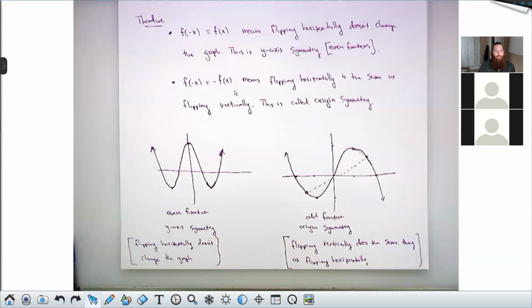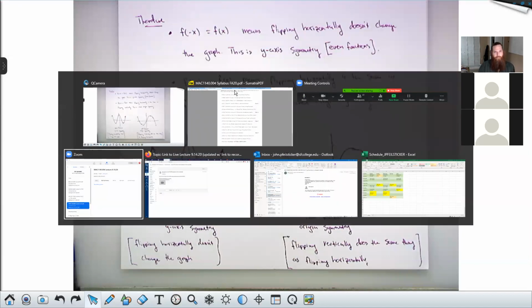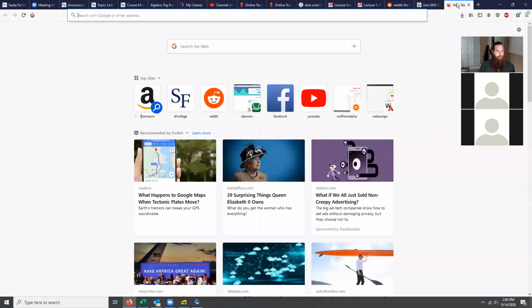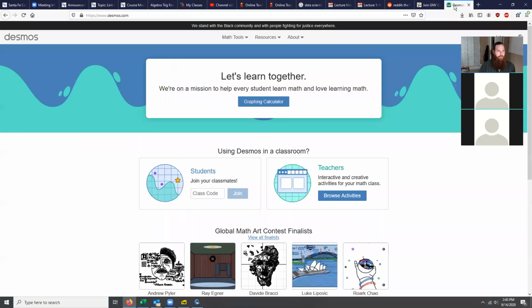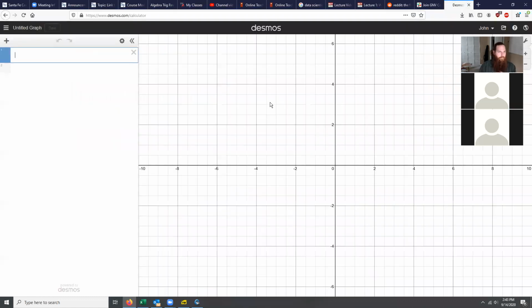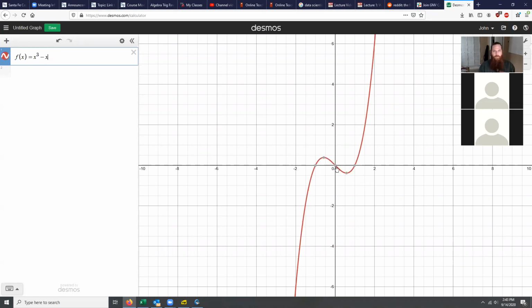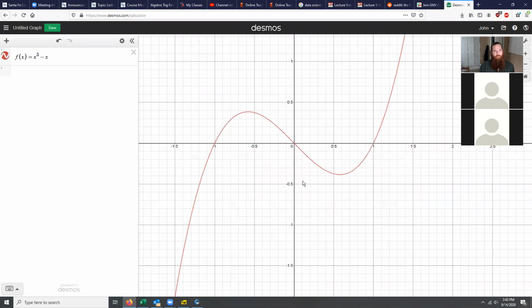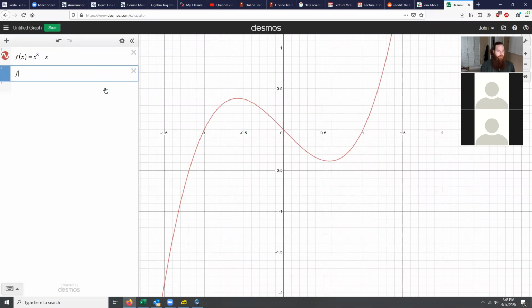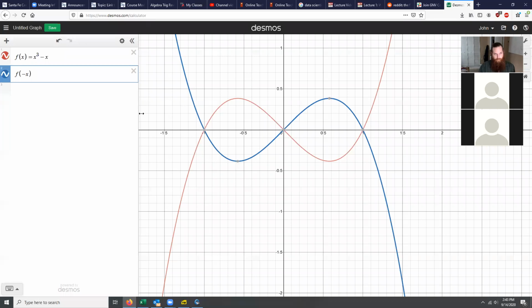I'm going to bring up Desmos for a minute and help you see this. It makes sense because we usually think of x's as horizontal stuff, and they are. Here's the function I had in mind when I drew that. Now, here's f of negative x. f of negative x is normally what you get when you do a horizontal flip. And you see the blue is what you get if you flip the red horizontally, right?